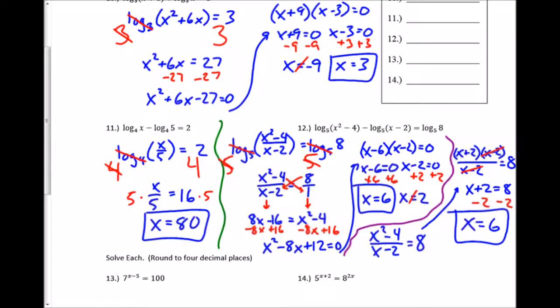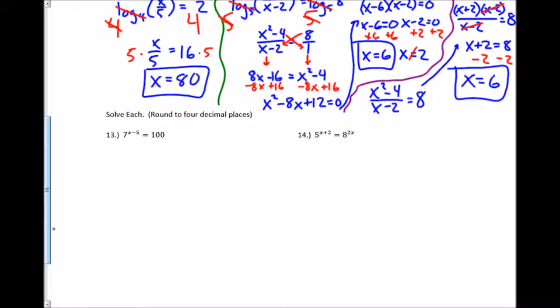And number 13, we want to solve this, and what I'm going to do here, I could take log base 7 of each side, and that's fine, and if you want to do it that way, that is perfectly acceptable. I'm going to go right to taking the natural log of each side. That's kind of the mode that we're in and kind of what we're used to, so I'm just going to take the natural log of each side. When I do that, it allows me to bring this exponent, the x minus 5, out front as multiplication times that natural log of 7.